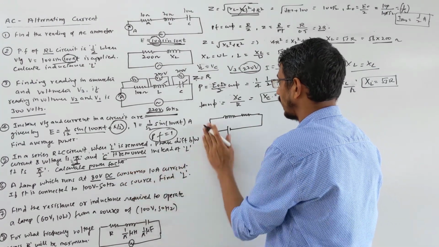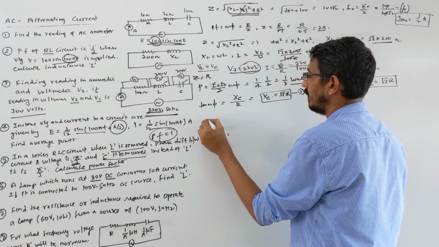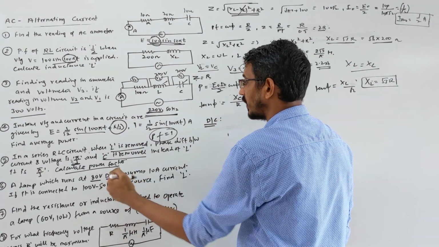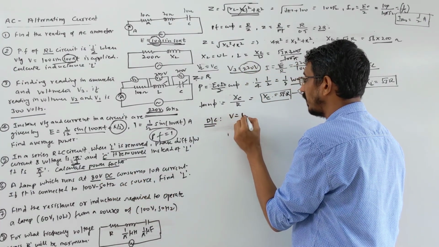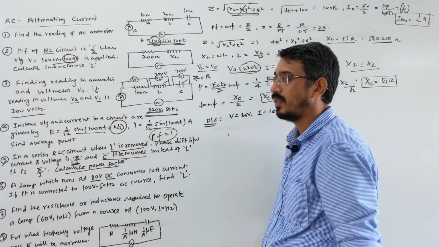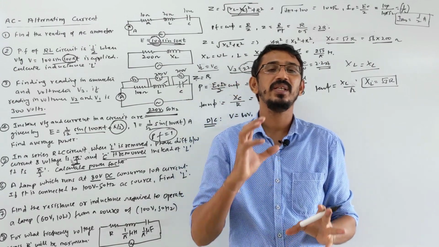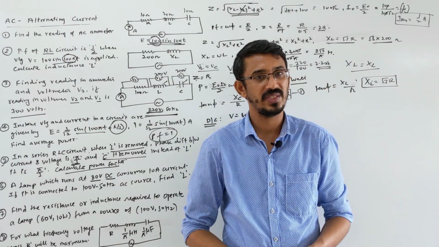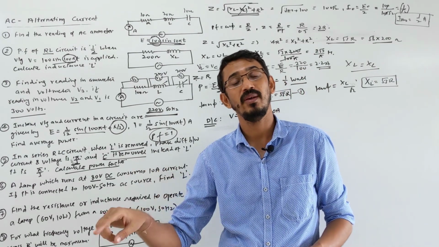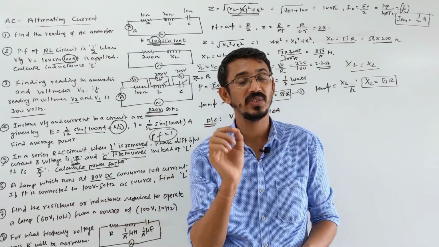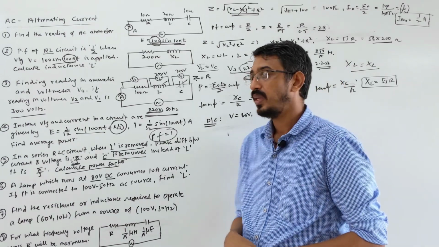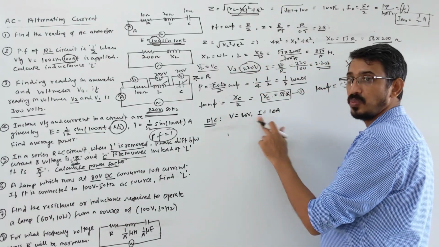When you connect DC, what is given to you? Voltage supplied is 80 volt and current is 10 ampere. When DC is supplied, your inductance does not offer any resistance. XL is 0. Remember, because the XL formula is omega L or 2 pi FL, and F is 0. The frequency of DC current is 0. So XL is 0, which means only resistance is consuming that much current.